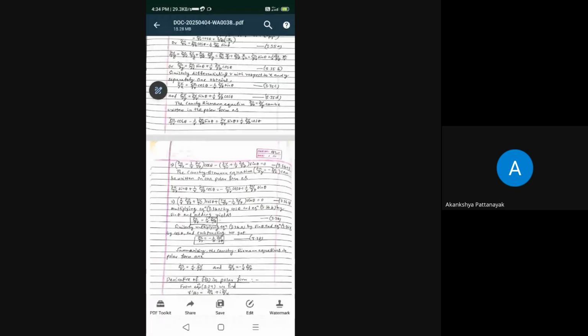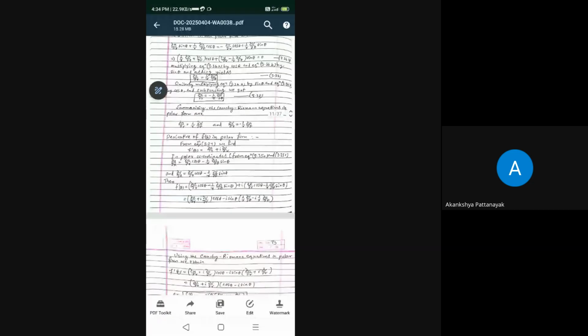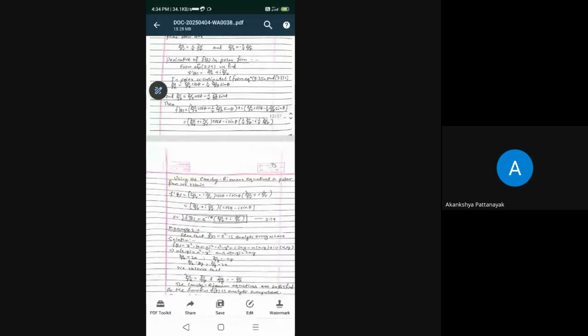Okay. So for the Cauchy-Riemann equation in polar form, you can say that del u by del r is equal to 1 by r del v by del theta, and del v by del r is equal to minus 1 by r del u by del theta. If these two conditions are satisfied, then you can say that the function is an analytic function. Then another important thing is the derivative of f(z) in polar form. So you have f dash z is equal to e to the power minus i theta multiplied by (del u by del r plus i del v by del r), and the proof is shown on the screen.